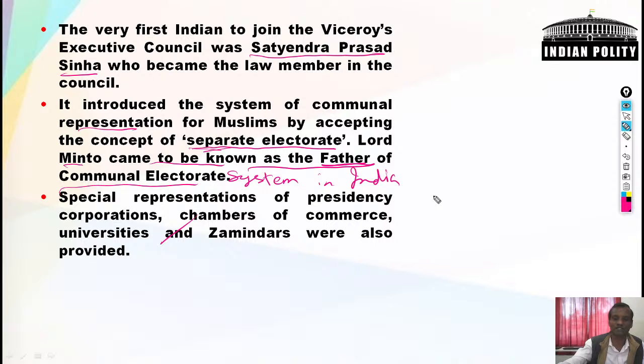बाकी स्पेशल रिप्रेजेंटेटिव फॉर प्रेसिडेंसी कॉर्पोरेशन से चैम्बर ऑफ कॉमर्स फिकी जैसे फिकी, सो ये सब चैम्बर ऑफ कॉमर्स यूनिवर्सिटी जमींदार लोगों के भी प्रेसिडेंसी के रिप्रेजेंटेशन दिया गया, मतलब गवर्नर जनरल की एग्जीक्यूटिव काउंसिल में उनको स्थान दिया गया। गॉट इट?